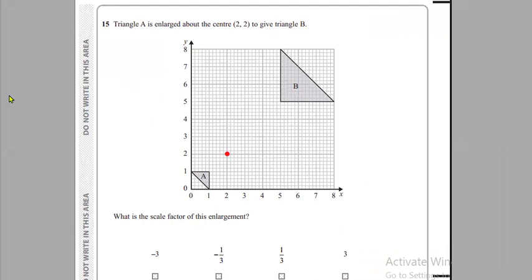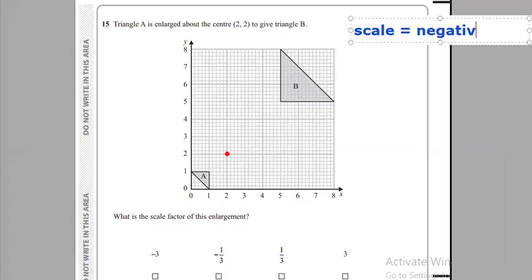First, you'll notice that the shape became upside down. You see it? This face is facing up. This one is facing down. So because the shape became upside down, it means the scale is negative. The scale is a negative scale. This is very important. Negative scales make the shape upside down. That's the first thing you need to know.